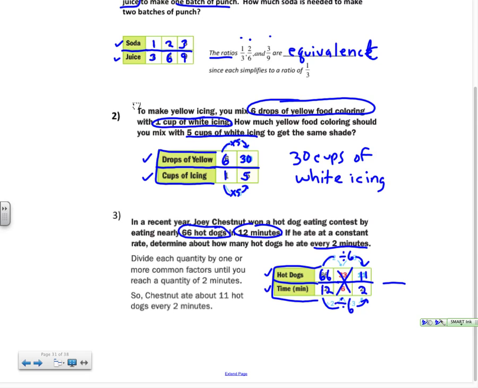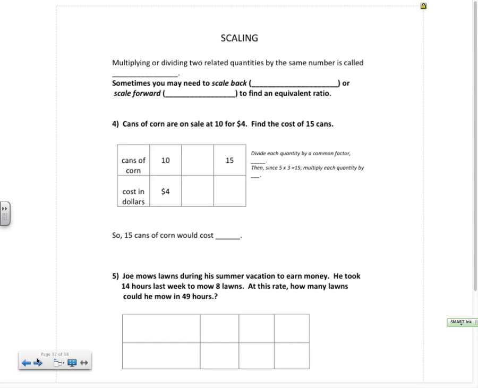And if you think about it a little bit further, how many can he eat in 1 minute? 11 divided by 2 is 5.5. So he can eat 5.5 hot dogs in 1 minute. Wow, talent. All right, next page.